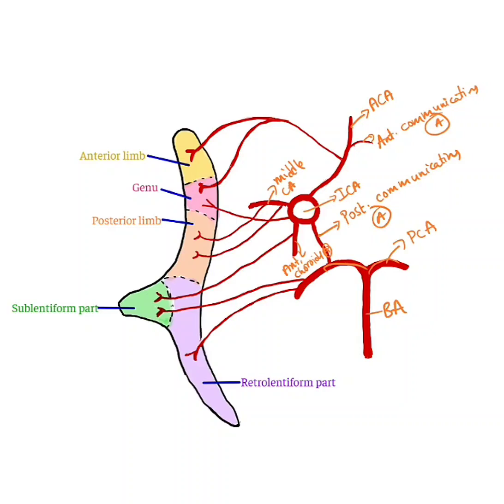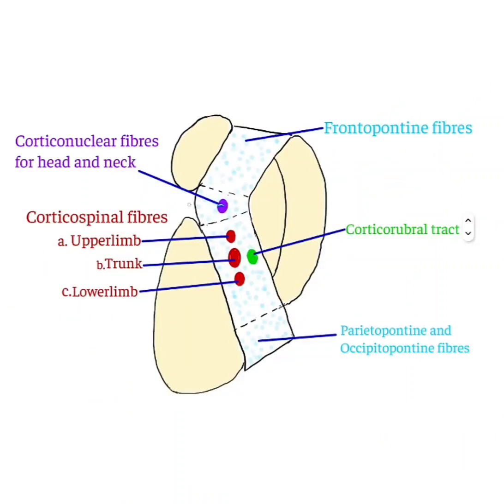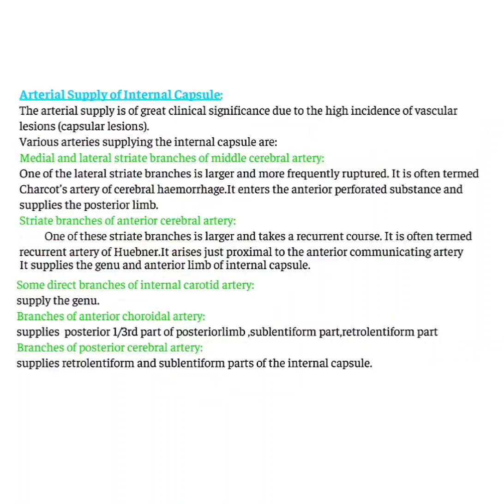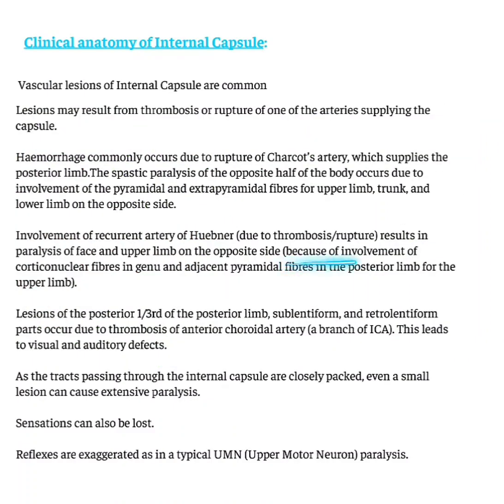The corticonuclear fibers for the head and neck muscles are present in the genu. So the head and neck muscles are affected, and adjacent to the genu in the posterior limb, the upper limb muscles also may be affected. Because of involvement of corticonuclear fibers in the genu, there is paralysis of the face, and due to involvement of adjacent pyramidal fibers in the posterior limb for the upper limb, there is paralysis of upper limb muscles on the opposite side.